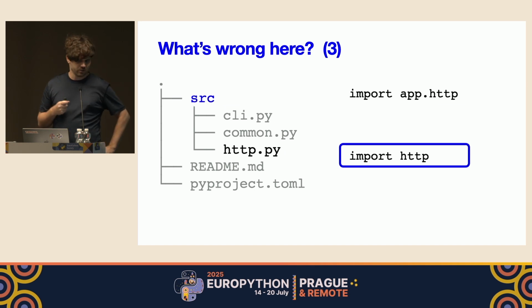If the intended usage is import http, then I would rename app to source, because that's the standard name that everybody is using. And also, in this case, we could end up with a different problem, and that would be that our http.py will conflict with the built-in Python http module.